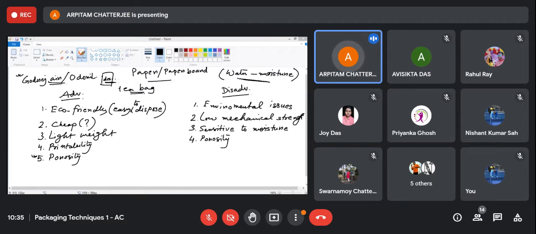So in such cases, this porosity is an advantage, because if it is not porous, this air circulation won't happen, and you won't get this refreshing activity over there. In case of this desiccant also, why are these desiccants used? These desiccants are used to absorb moisture. Okay.